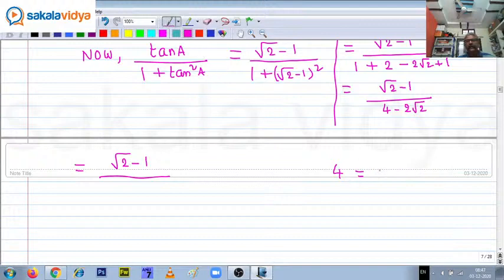4 can be written as like this: 2 root 2 times root 2. You check it, what do you get? Root 2 into root 2, 2. 2 into 2, 4. So this 4 can be written as 2 root 2 into root 2 minus 2 root 2. Let us take 2 root 2 common.